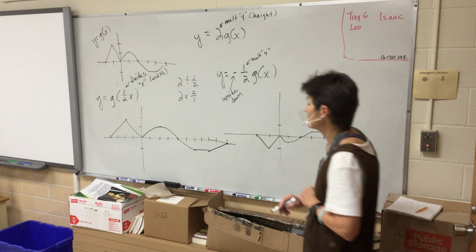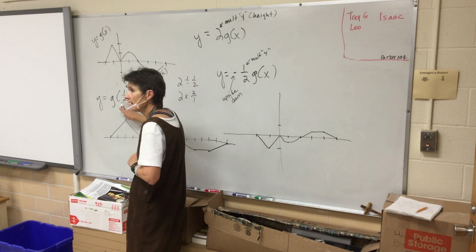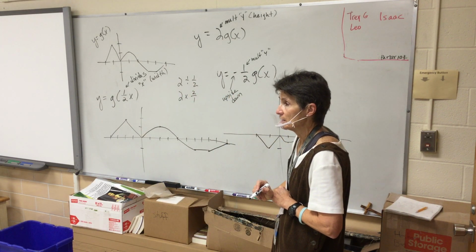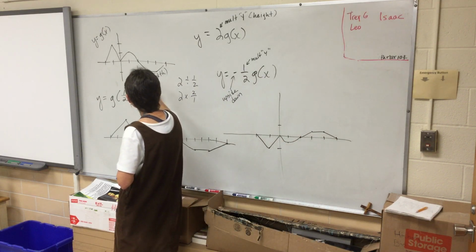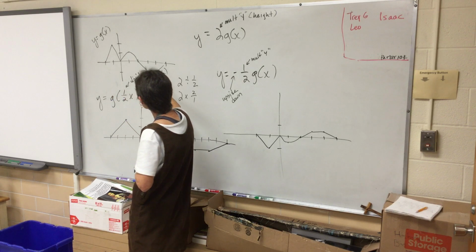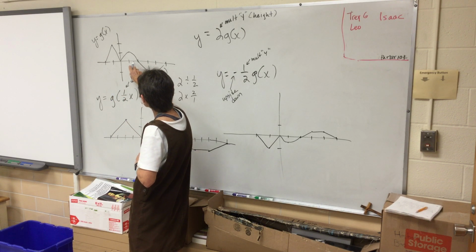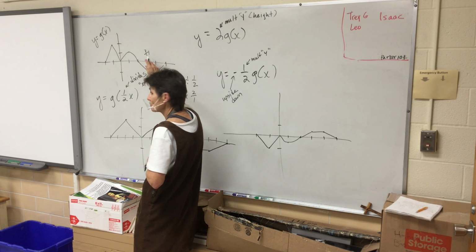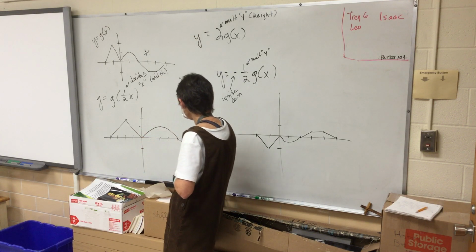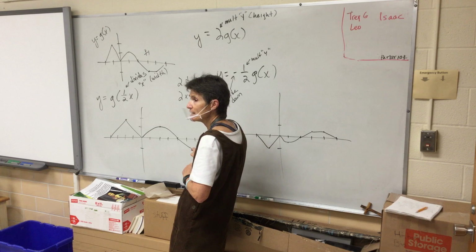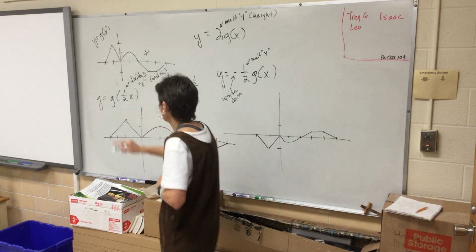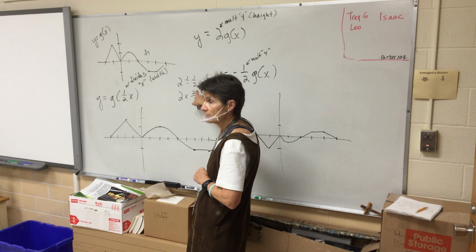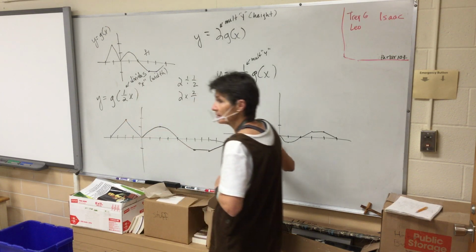Putting a coefficient on the x divides all of your x distances. So any point you pick on the original, like if you pick that point right there, just randomly pick that point, it's over 3 and down 1. That's that point right there. So now it's going to be over 6 and down 1. 1, 2, 3, 4, 5, 6 and down 1. There it is. Every x gets, in this problem, every x gets doubled because you're dividing by a half. This number divides the horizontal.